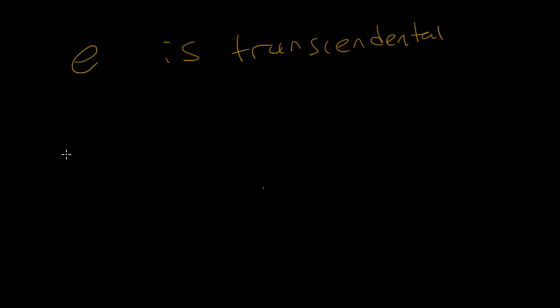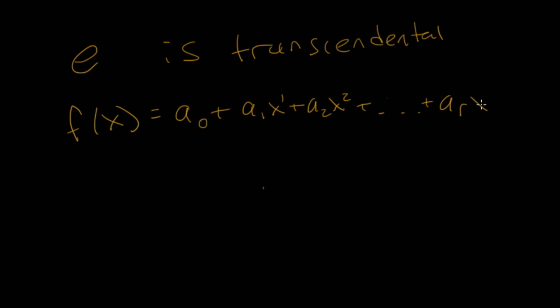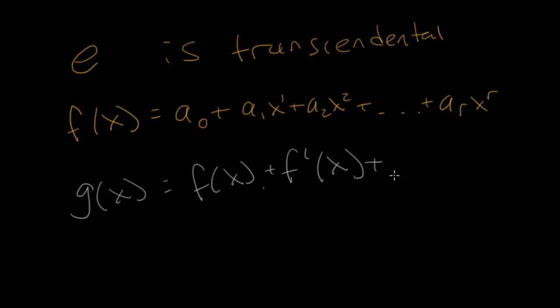We'll start off the proof with a function f of x, and it's going to be a polynomial of degree r. The reason we're not using n is because we're going to use that for another purpose later, but it's just some polynomial of degree r. Then we'll define a second function, g of x, which is going to be comprised of all the derivatives of f of x, so up to f prime of r.